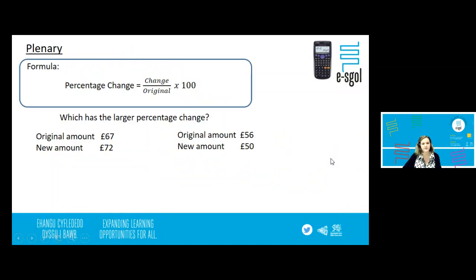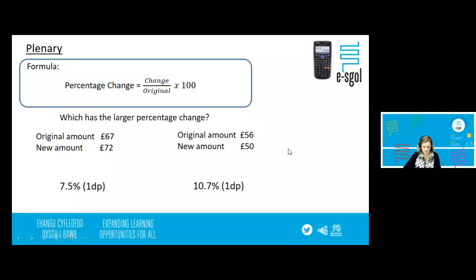So I just want to do a little plenary question with you. And this is something that we've related to earlier on, which was percentage change. So the formula you can see in the box there, percentage change is equal to change over the original multiplied by 100. And my question to you is, which has the larger percentage change? So on the left-hand side, we've got the original amount and the new amount. On the right-hand side, it's the same thing again. So can you work them out and compare them? So if you do that now, please.